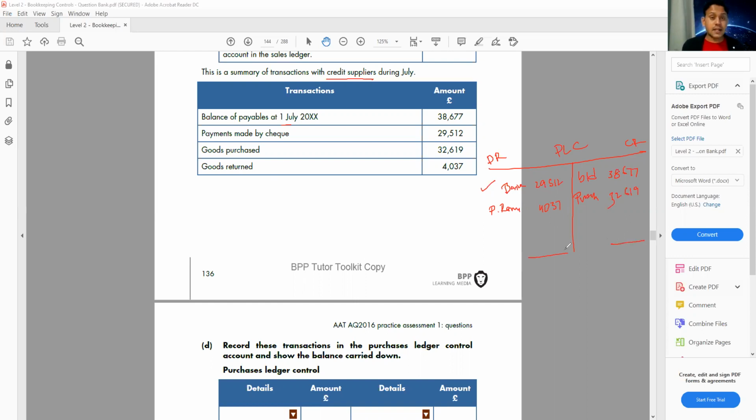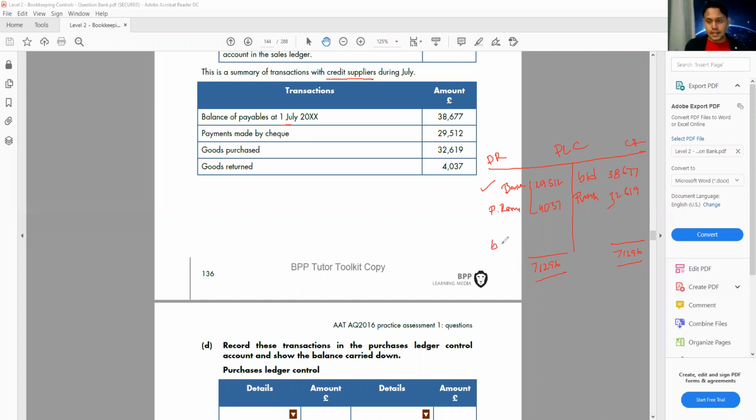We will add the higher side. Normally it's a liability account, so the credit side will be higher. If we add this side, the credit side, can you get the figure? How much is the total? If I add the credit side, that is 38,677 plus 32,619. If you add these two, 71,296. Well done, Evelyn. Now write the same figure here, 71,296. After that, we're going to minus these two to get our balance CD.